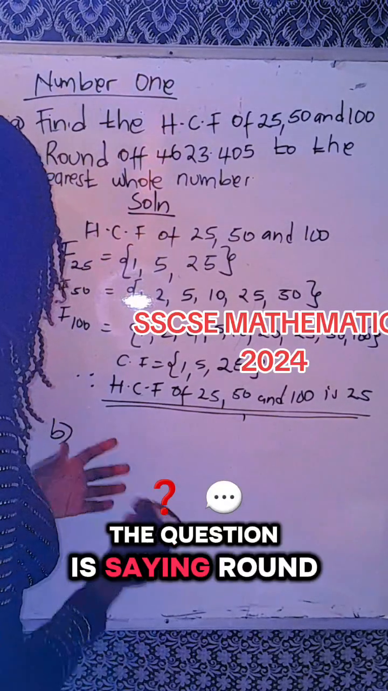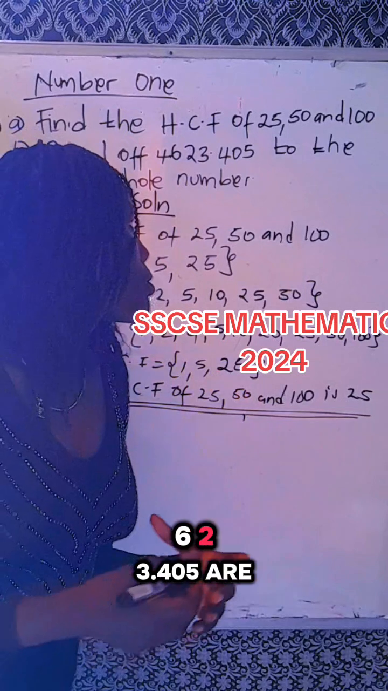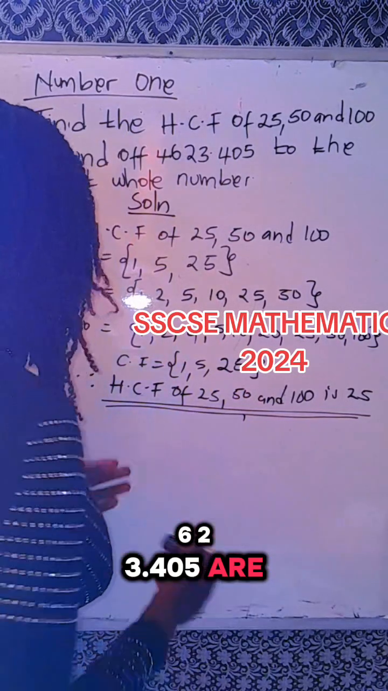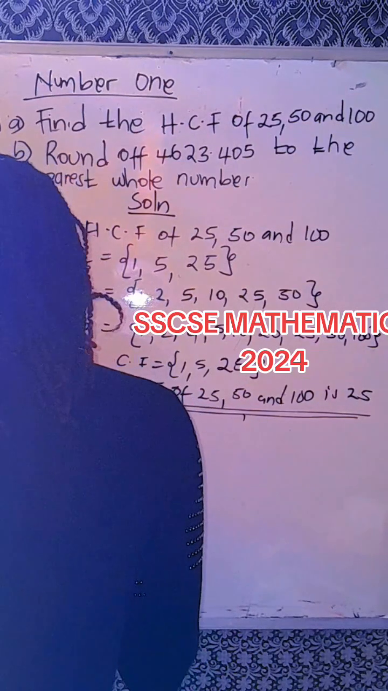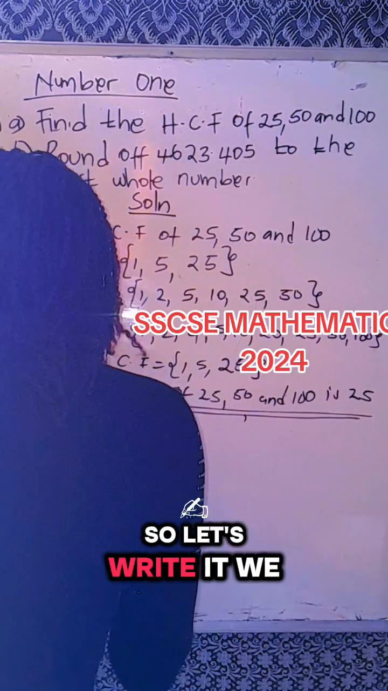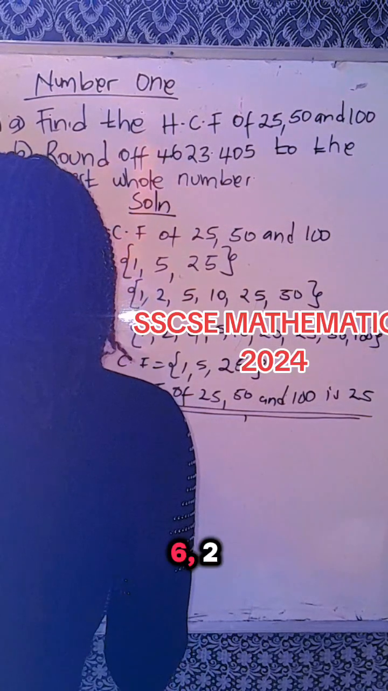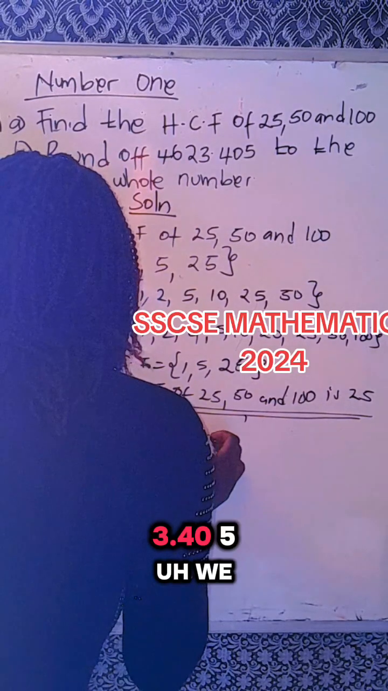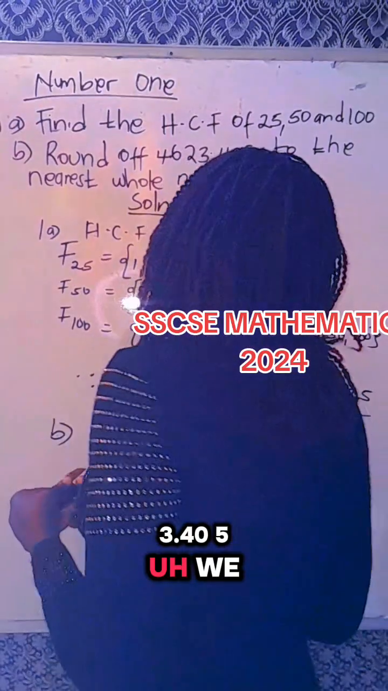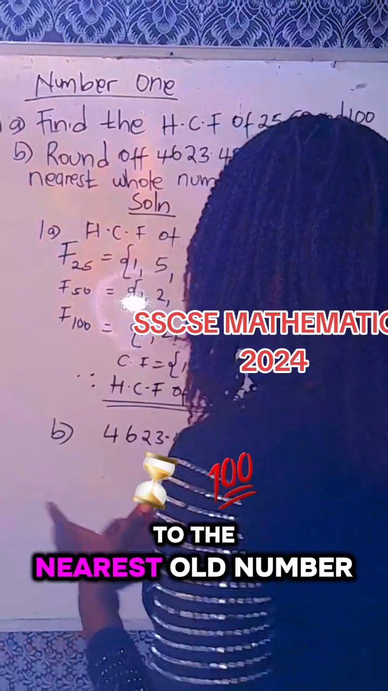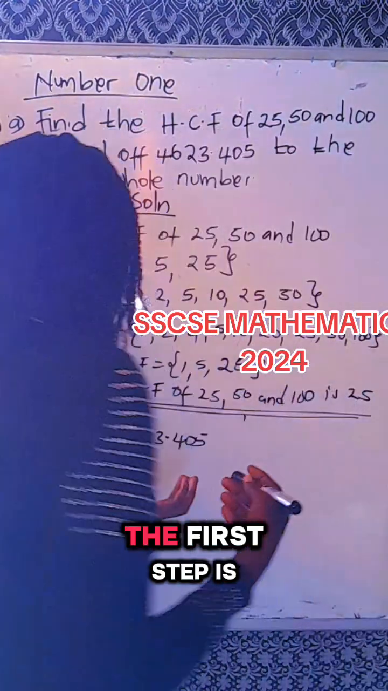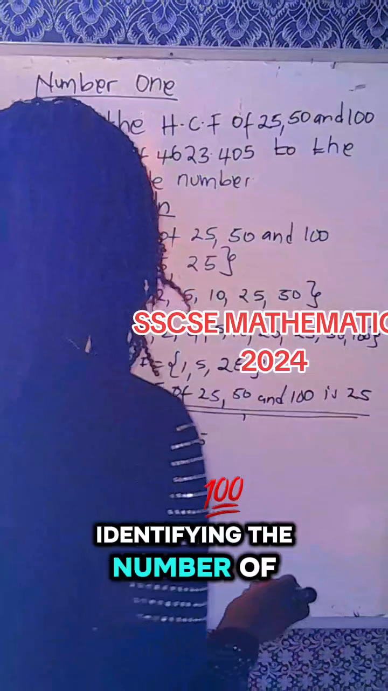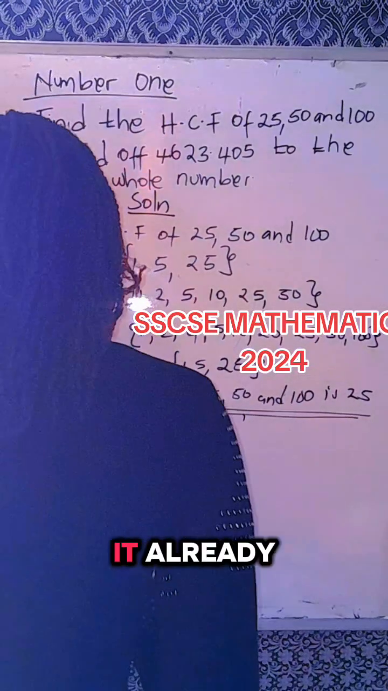The question is saying round off 4,623.405 to the nearest whole number. So let's write it. We have 4,623.405. We should round it off to the nearest whole number. From here, the first step is identifying the number, which we have done already.